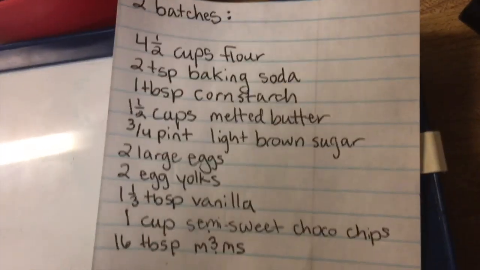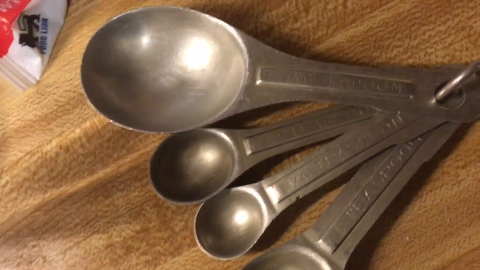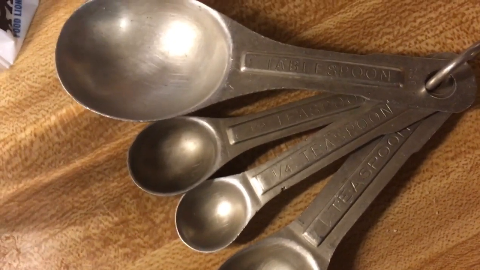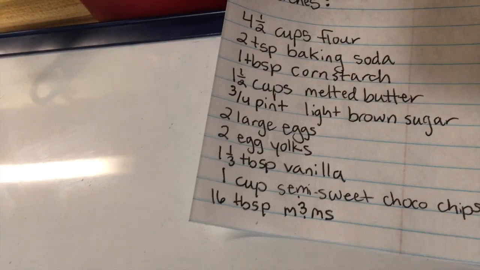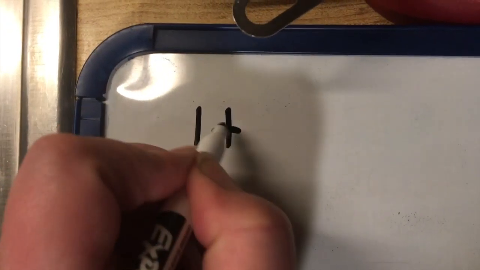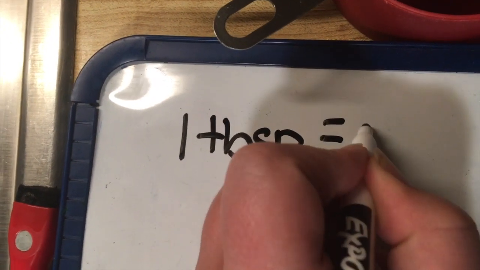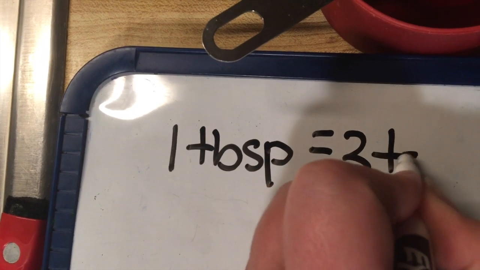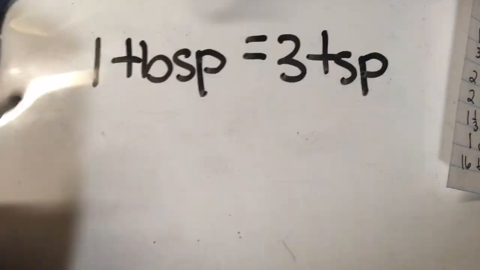And then you see we have 1 tablespoon of cornstarch. Now the problem is that if you take a look at my measuring spoons, I've got 1 tablespoon and then everything else is in teaspoons. So first we have to convert 1 tablespoon of cornstarch to teaspoons. Now if you don't know what that conversion is, 1 tablespoon, TBSP, is equal to 3 teaspoons, TSP. So a double batch calls for 3 teaspoons.